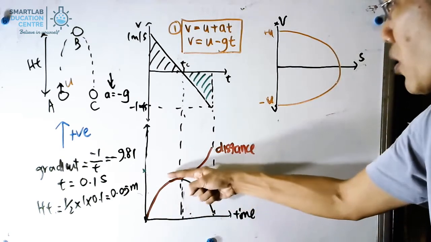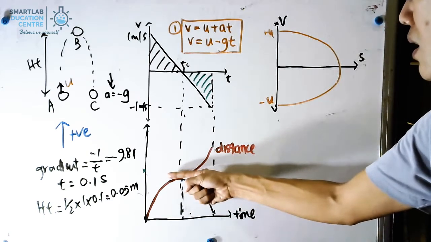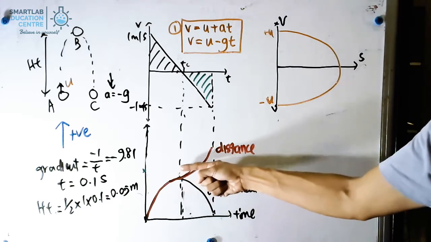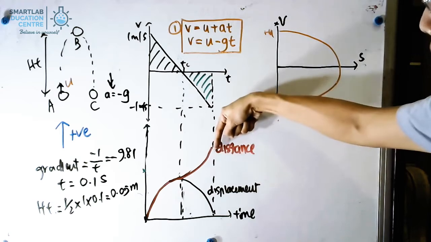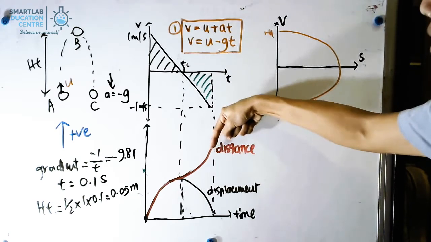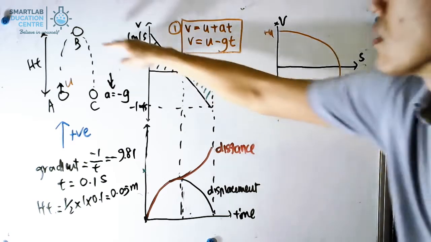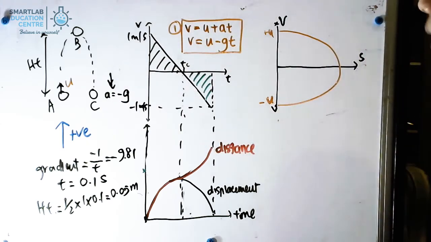So you can see that at this point, the gradient is still 0 because the gradient of the distance time graph is the speed. So the speed here is 0. Then subsequently, the gradient will be steep because the speed of the ball is actually increasing when it falls back to point C.